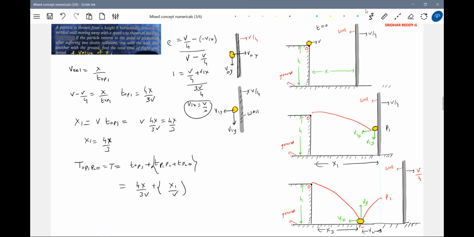Yeah, similarly, one more is there. A hemisphere is made available here.